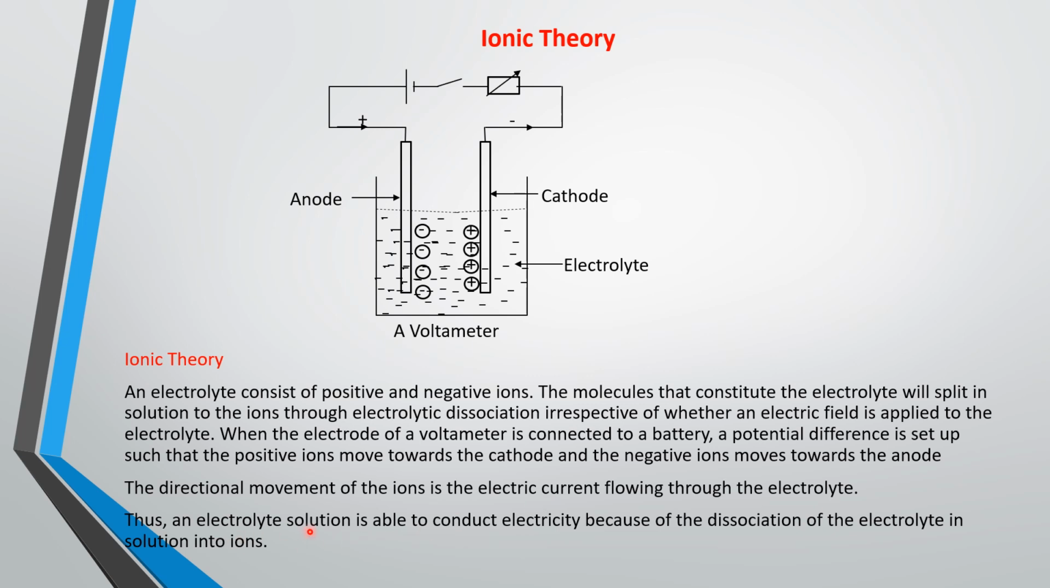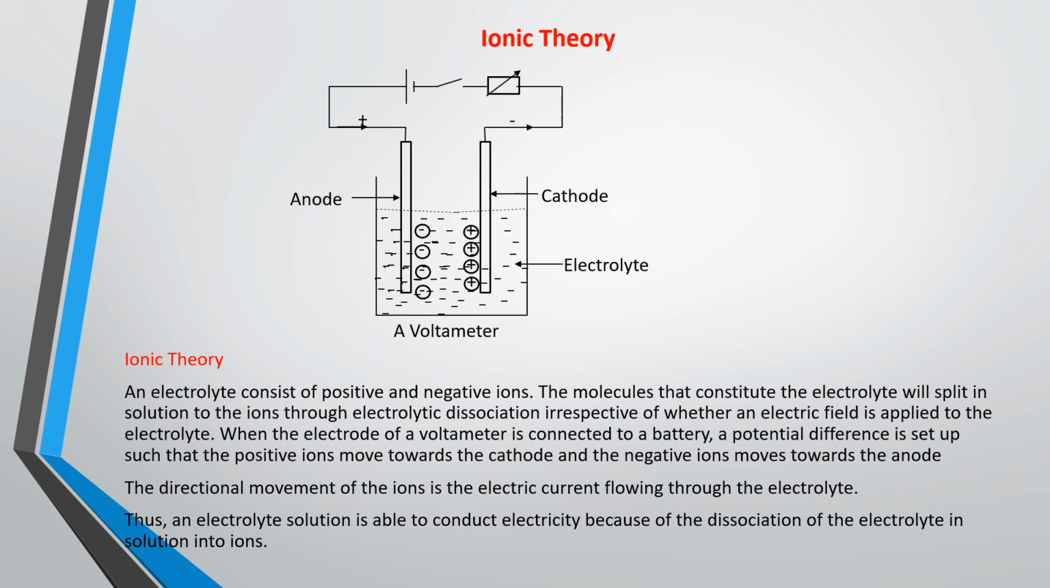Alright, so an electrolyte solution is able to conduct electricity because of the dissociation of the electrolyte in solution into ions. As the electrolyte dissociates and the ions move to the cathode and the anode, a stream of electricity is produced, and that constitutes what? The electric current that is flowing in the setup. Okay, so that is what the Ionic Theory is all about.